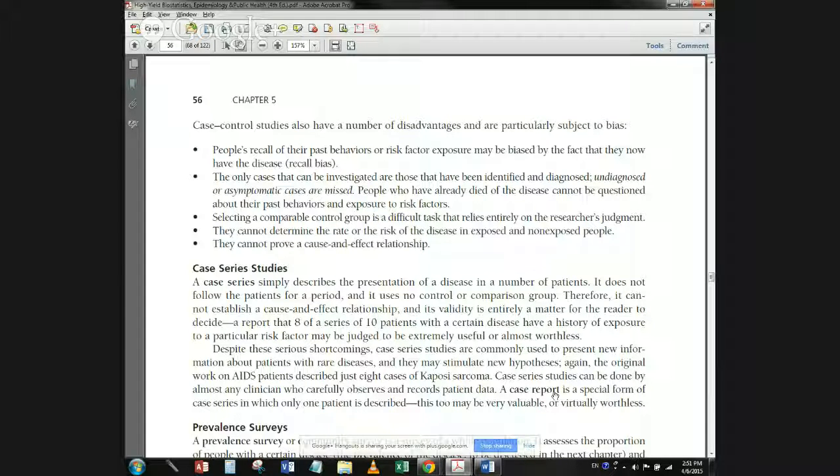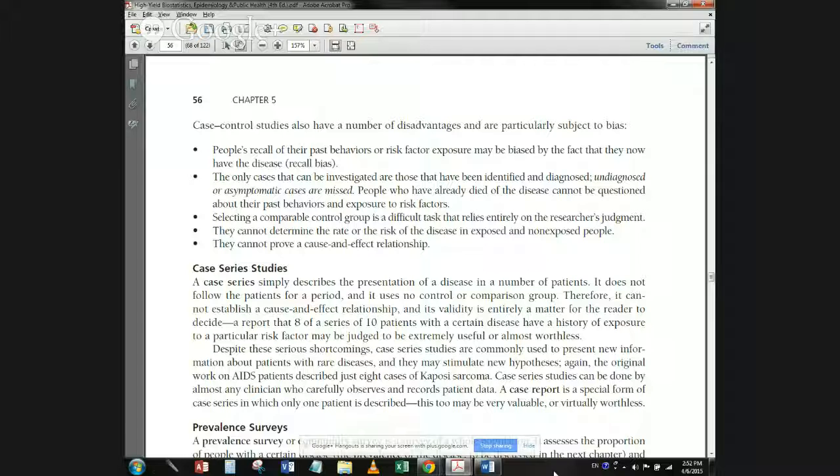A report that has 8 of a series of 10 patients with a certain disease having a history of exposure to a particular risk factor may be judged to be extremely useful or almost worthless. Despite these serious shortcomings, case series studies are commonly used to present new information about patients with rare diseases, and they may stimulate new hypotheses. Again, the original work on AIDS patients described just 8 cases of Kaposi sarcoma.